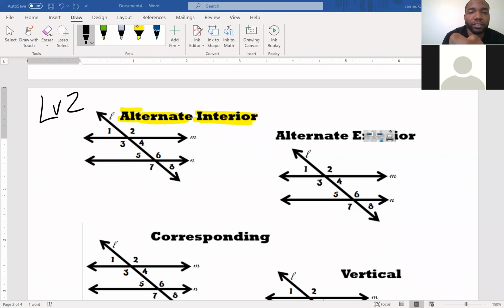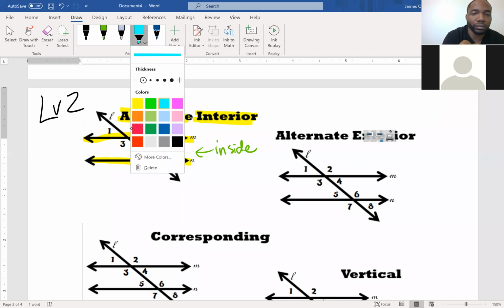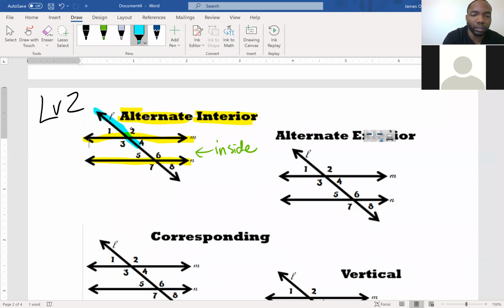So alternate interior angles are angles that switch inside. I'll use yellow for highlighting the parallel lines. We just have to know where inside is. Inside would be here. If you're going to alternate inside, you're switching along the transversal. Alternate interior angles are angles that switch on the inside.